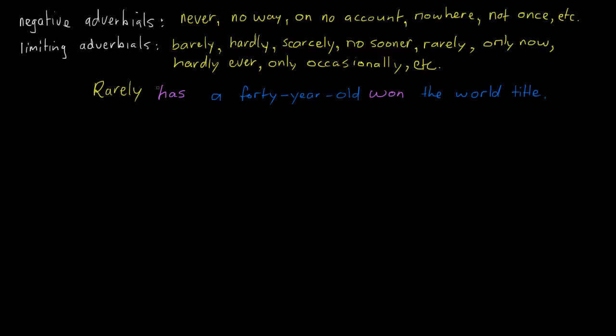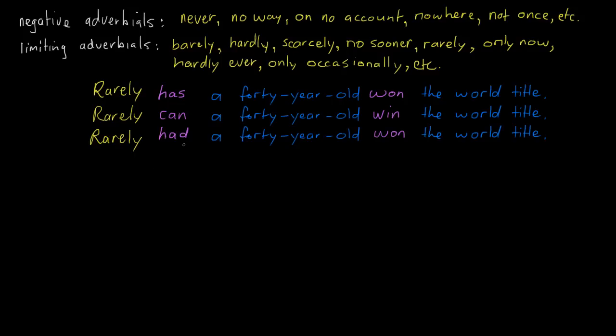If we took "rarely," which is here, a limiting adverbial, we see that it has the present perfect following it, if we look at what's in purple there. But that's not the only kind of verb or tense that you can have. Here we have a modal and an infinitive, and then we have past perfect following it. So with some of these adverbials, there's a variety of tenses that will go happily or comfortably behind it.